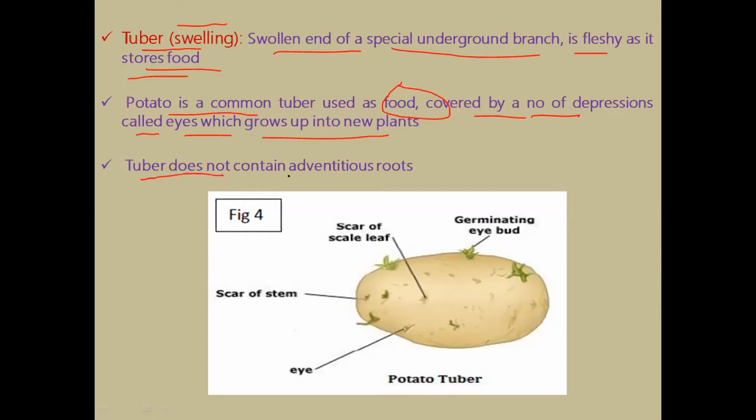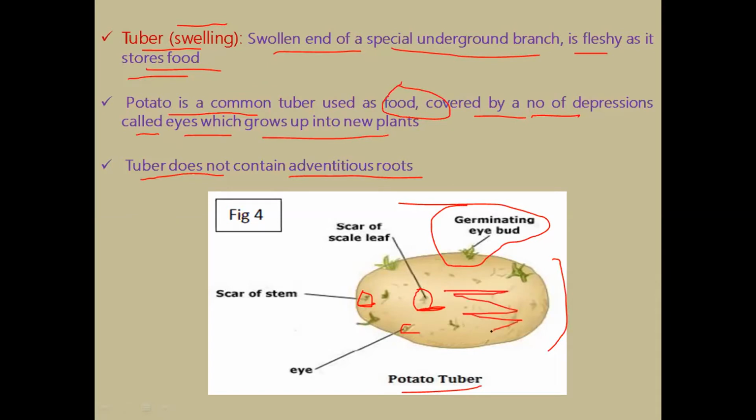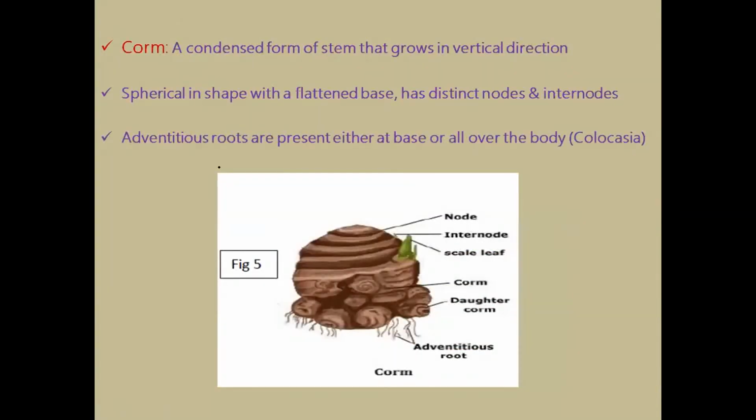Tuber does not contain adventitious roots. You can see here in the figure the example of potato tubers. So these are the scales of leaf, a spot present here. This is the leaf scar. This is the stem scar. These are also known as eyes. So this is the germinating eye bud. And you can see here this is fleshy in nature because it stores food and it is used as a food material.